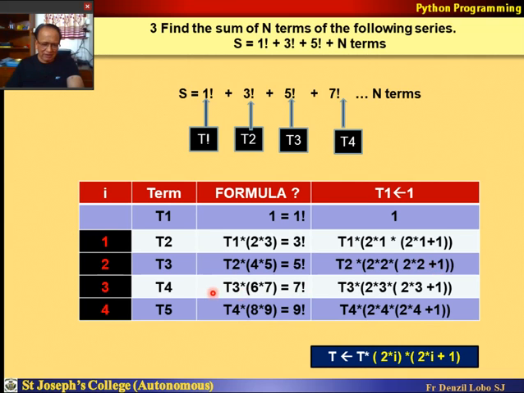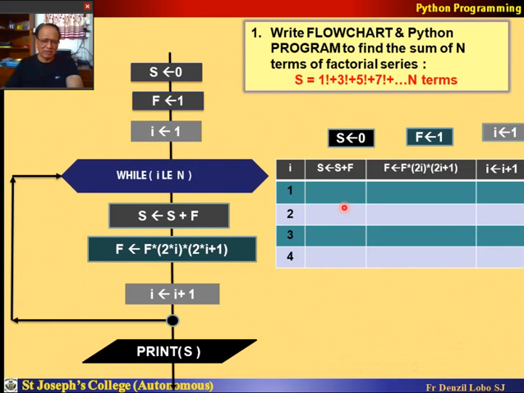How do I get the fourth term? That is the third term into 6 into 7. How do I get 7? 3 into 2 gives you 6, and 3 into 2 plus 1 gives you 7, etc. You go on doing this. The general formula here is t is equal to t into 2i, where i is the i value, into 2i plus 1. This is very important, which we are going to use in our flow chart and C program.